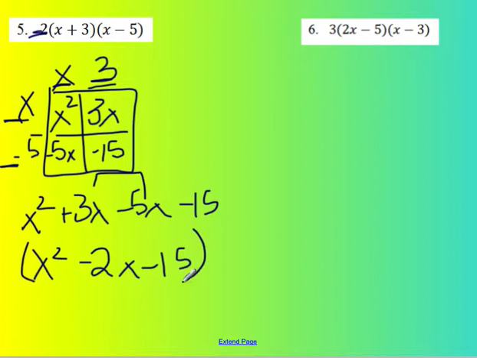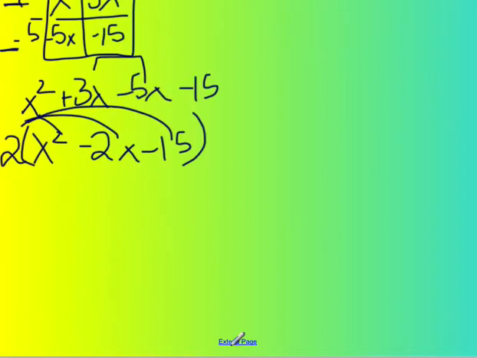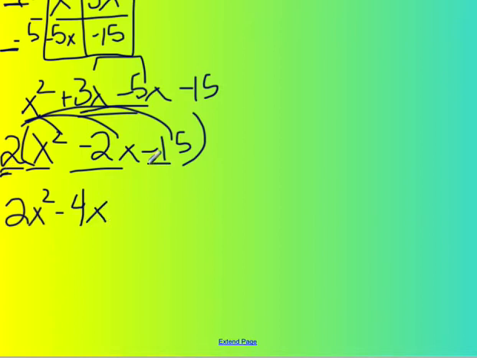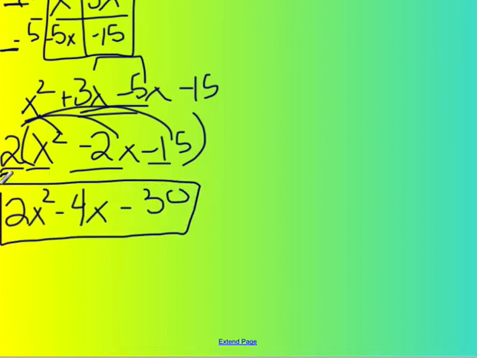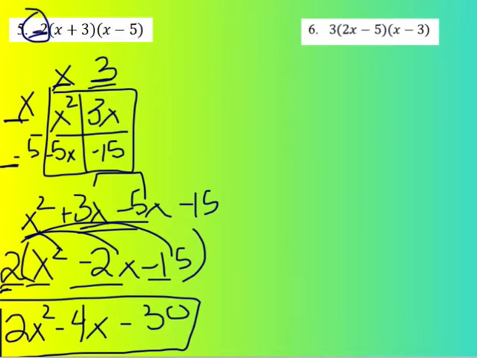However, remember at the beginning there was that 2. So now that 2 needs to be distributed into each of the terms after I multiply. Notice that I combine my like terms before I distribute in that 2. So 2 times x squared gives me 2x squared. 2 times negative 2x, well 2 times negative 2 is negative 4, and then we get x. 2 times negative 15 gives us negative 30. So this right here is our final answer. The only difference now is that you have a number you need to distribute in at the end.